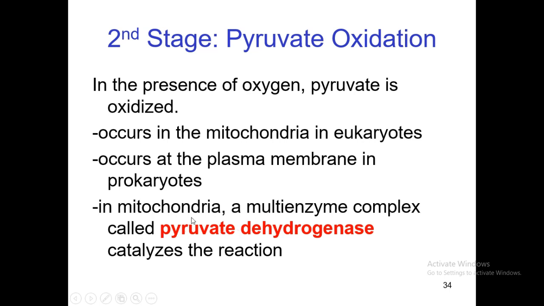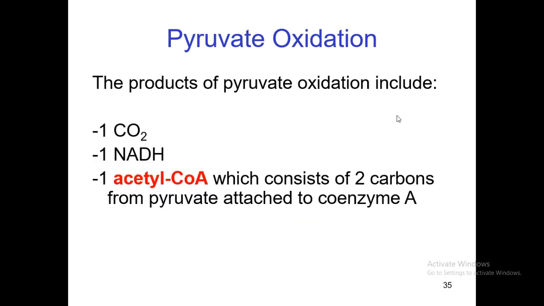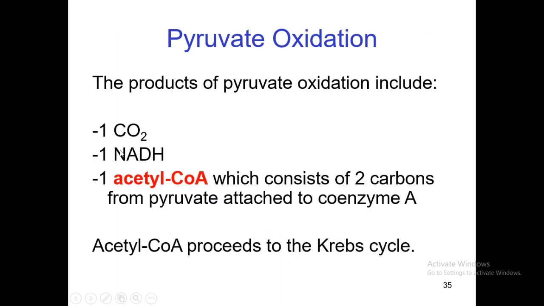In the mitochondria, a multi-enzyme complex called pyruvate dehydrogenase, with the acronym PDH, catalyzes the reaction of pyruvate oxidation. This is the enzyme that converts pyruvate to acetyl-CoA. The products of pyruvate oxidation include 1 carbon dioxide, 1 NADH, and 1 acetyl-CoA, which consists of 2 carbons from pyruvate attached to coenzyme A. Acetyl-CoA then proceeds to the Krebs cycle.